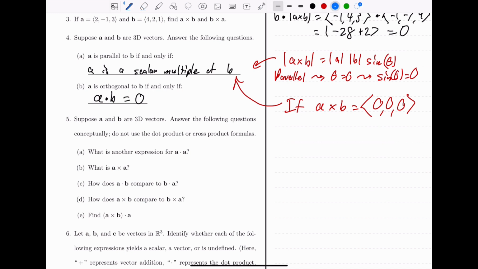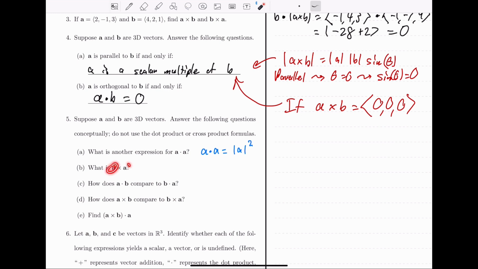We've seen that a dot a is the same as the magnitude of a squared. This is true for any vector, 3D vectors, 2D vectors, any vector at all. It can be in any dimensions. The dot product of a vector with itself is the magnitude squared. What is the cross product of a vector with itself? How do we figure this out without working through a bunch of messy algebra?